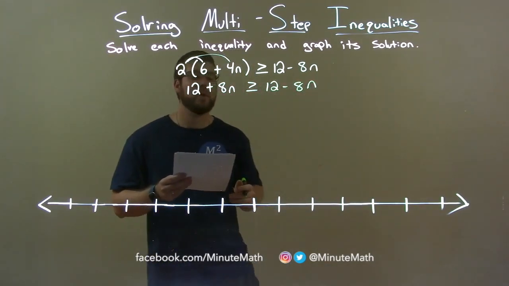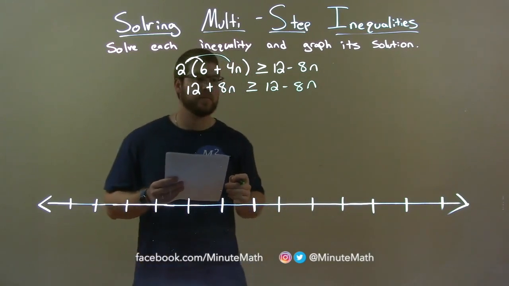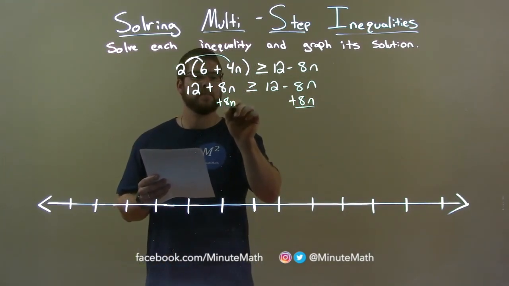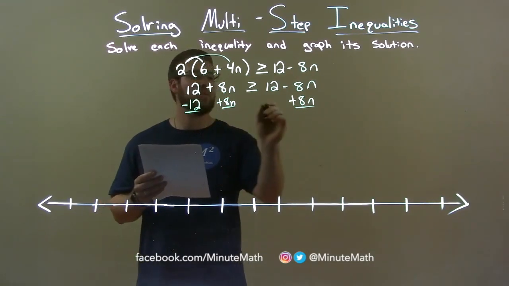So now let's combine our like terms. I'm going to add 8n to both sides here. And I'm going to subtract 12 from both sides.